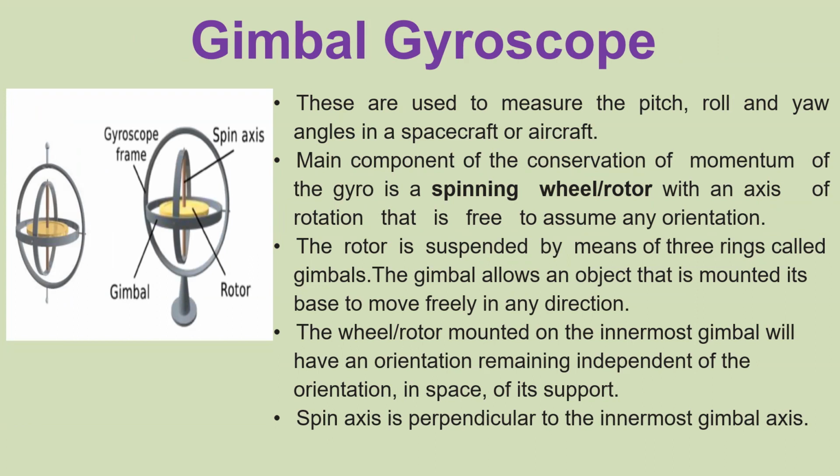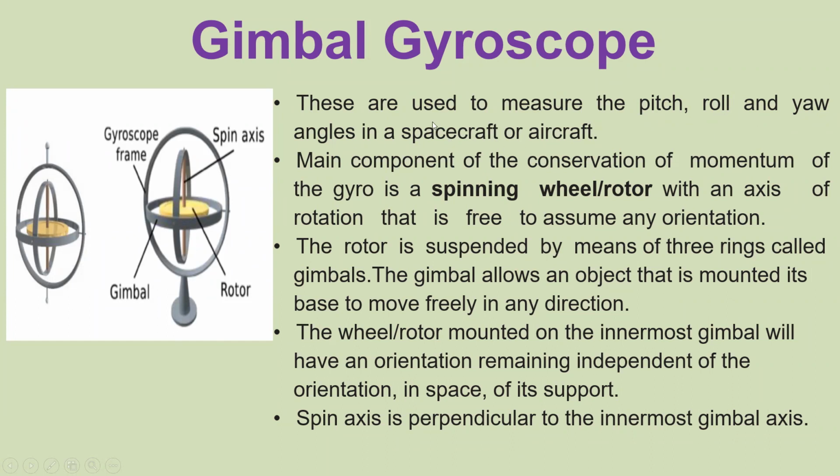This gimbal gyroscope is not measuring any force, not Coriolis or centripetal. It is using the principle of conservation of angular momentum. And this is used to measure the pitch, roll, and yaw. What are these? These are just the rotation around each of the axes, X, Y, Z. So these are used to measure the rotational angle by which each of them took place.